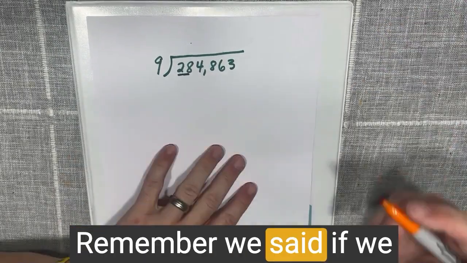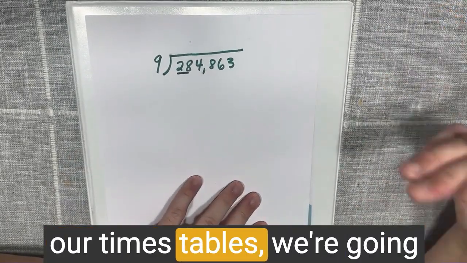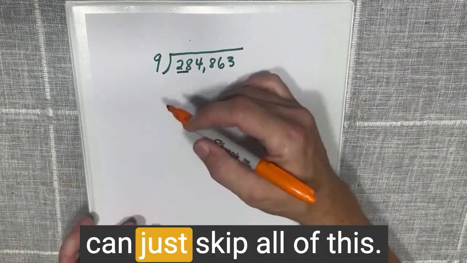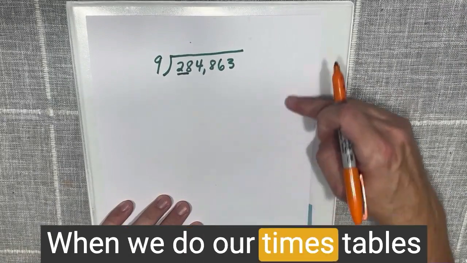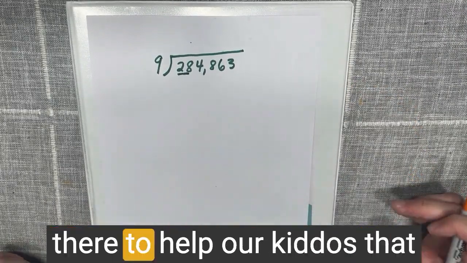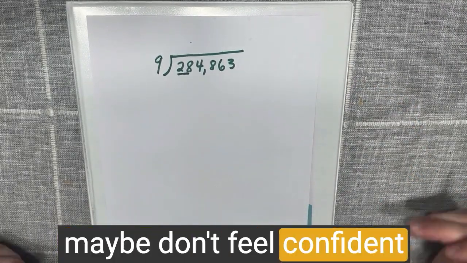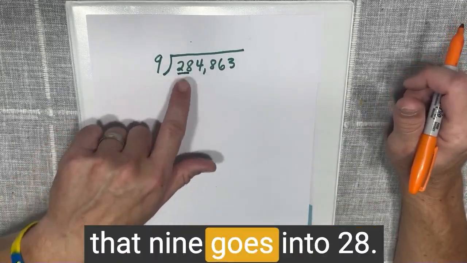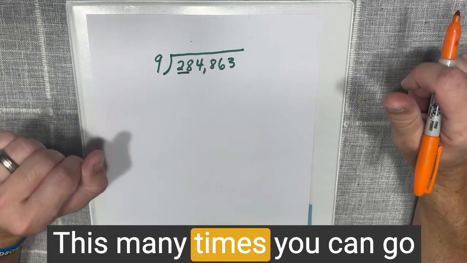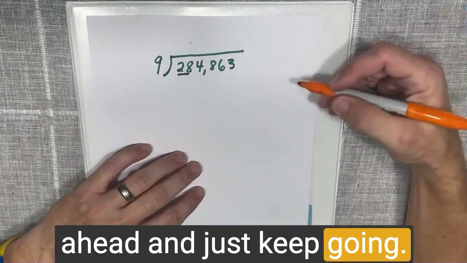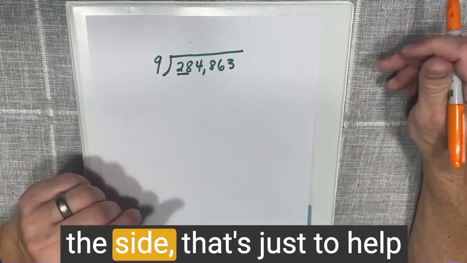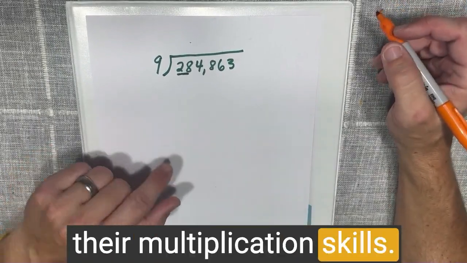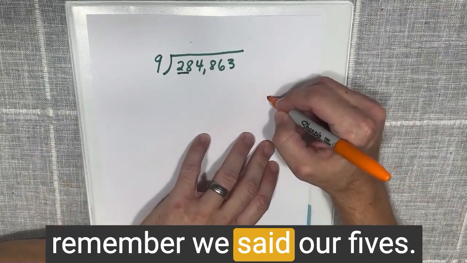Remember, we said if we don't feel comfortable with our times tables, we're going to come to the side and we're going to write them out. Now, remember, if you know this right away, you can just skip all of this. When we do our times tables there on the side, that's just there to help our kiddos that maybe don't feel confident in their multiplication skills. But if you can look right there and you know that 9 goes into 28 this many times, you can go ahead and just keep going. So what I'm going to do is we're going to start, remember we said our 5s.